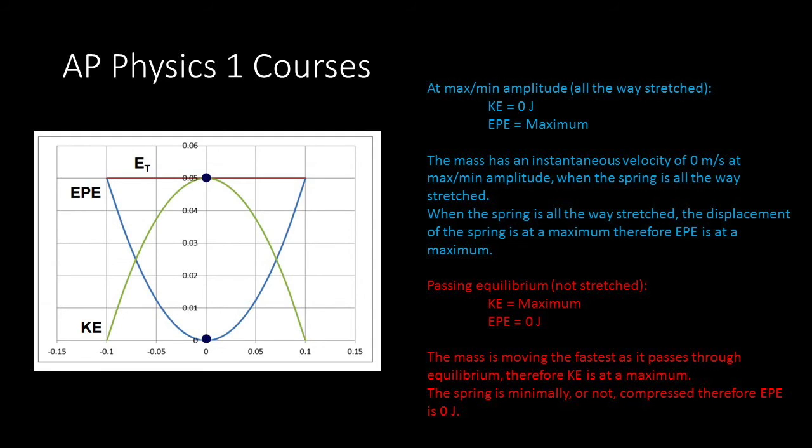When the spring is passing through the equilibrium, or not stretched, the kinetic energy is at a maximum, and the elastic potential energy is 0 joules. This is because the mass is moving the fastest as it passes through the equilibrium point. Therefore, kinetic energy is at a maximum, because kinetic energy is 1/2 mv squared. The spring is minimally, or not, compressed when passing through the equilibrium point. Therefore, elastic potential energy is 0 joules, or at a minimum.